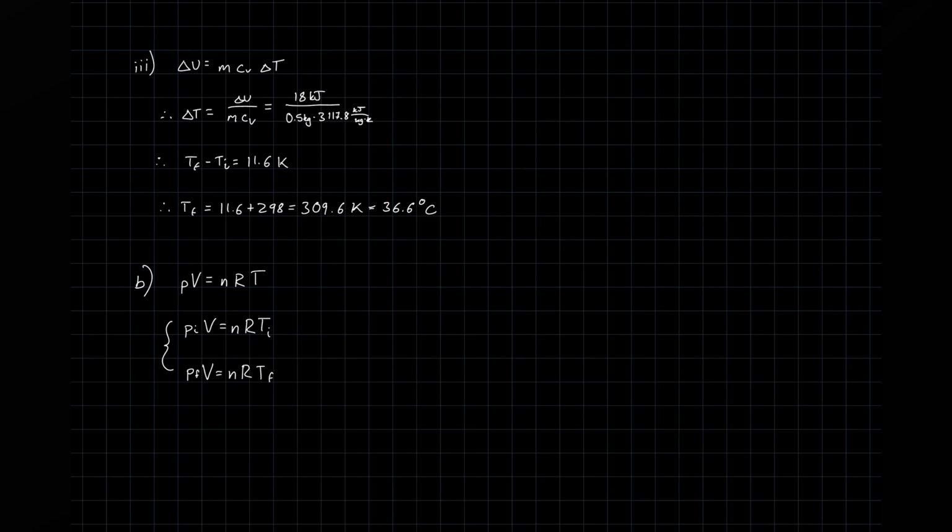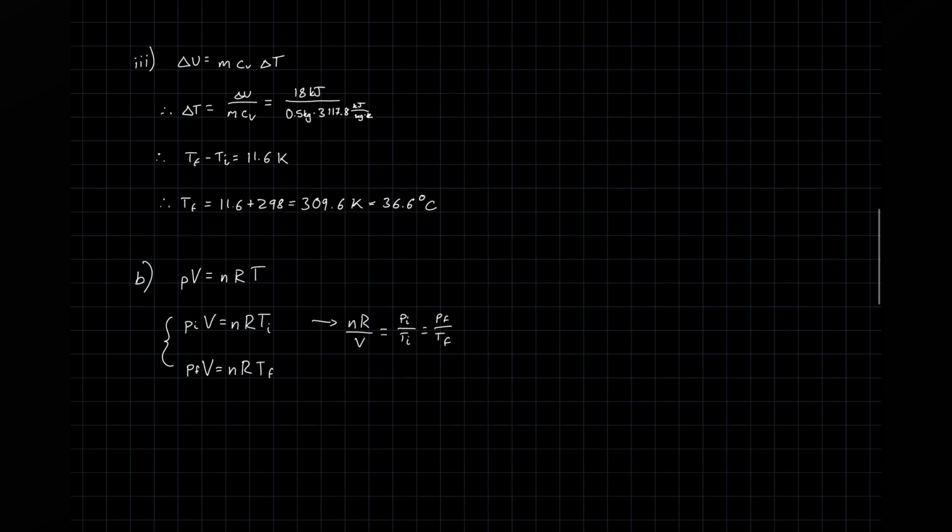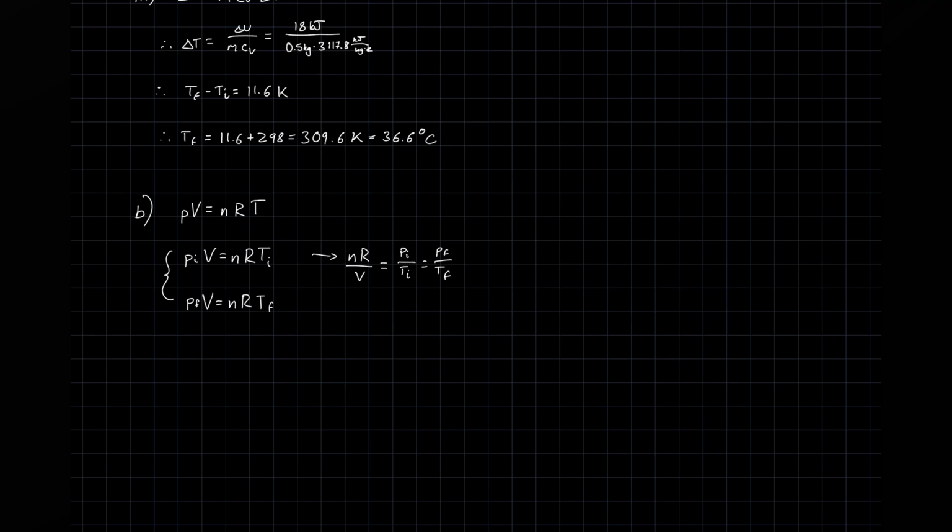So from this we get that nR divided by V is equal to Pi over Ti, which is also equal to Pf over Tf. The reason for this is, remember, volume is constant. n is a constant because there's no gas escaping; we know it's sealed. And R is a constant anyway. So everything on the left side is a constant, which means everything on the right side must also be constant. So these two ratios are equal to each other.